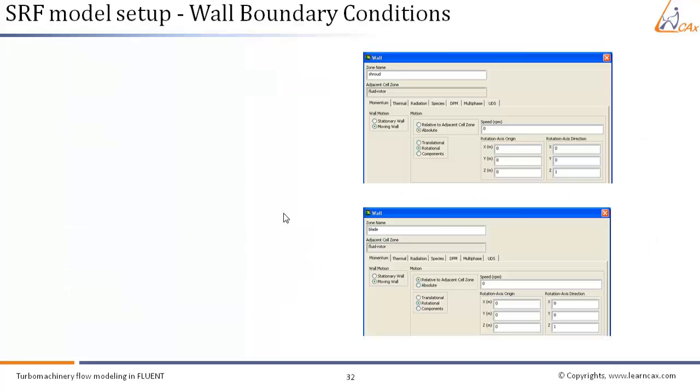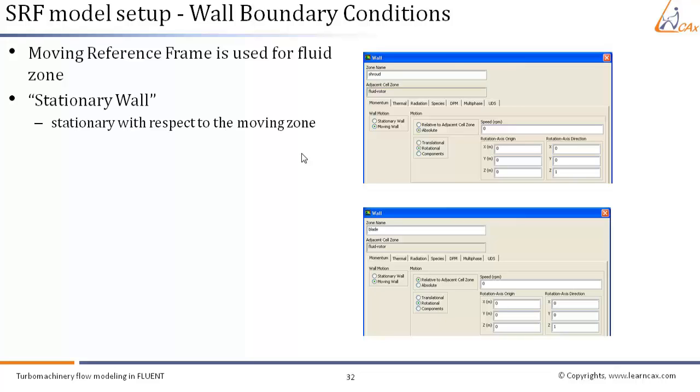Next boundary condition that we will study is the wall boundary condition. If moving reference frame is used for the fluid zone, a stationary wall means stationary with respect to the moving zone. This is the recommended specification of wall boundary condition for all moving reference frame problems. We have to set the rotation axis and the origin same as the fluid zone for stationary walls as well. In the absolute frame, we use 0 rotational speed.